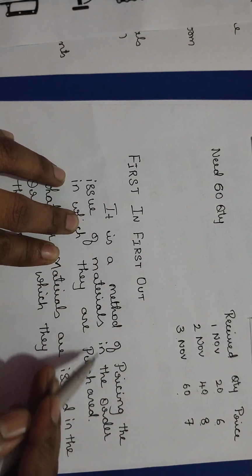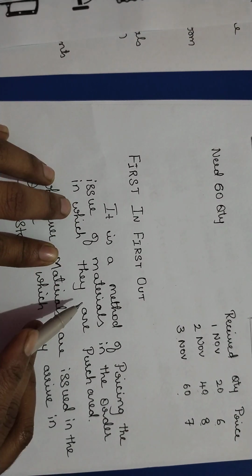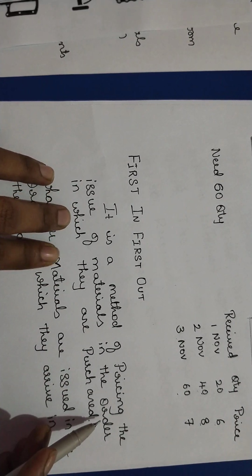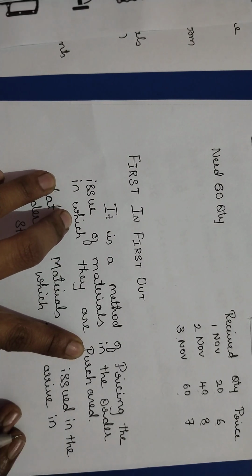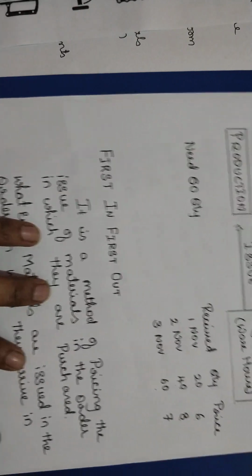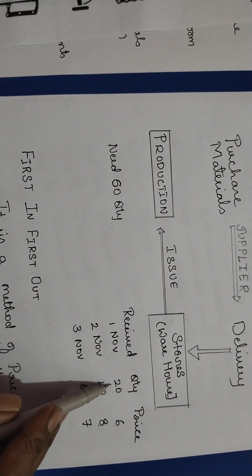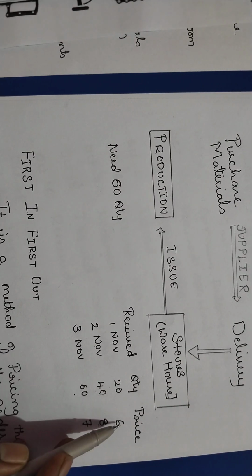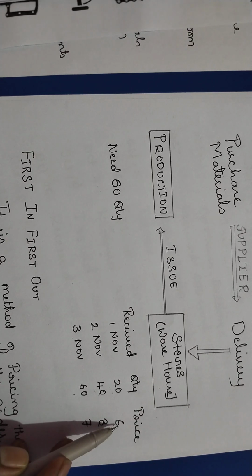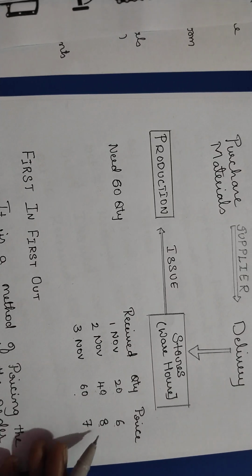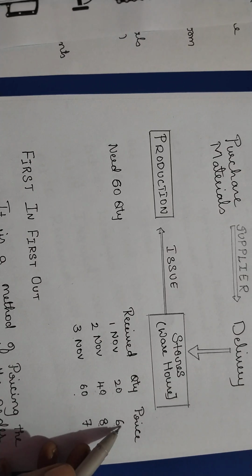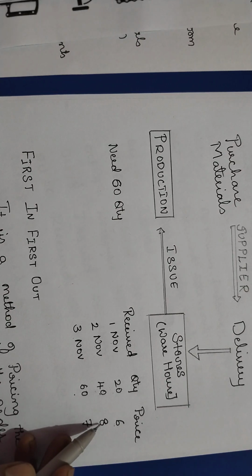It is a method of pricing the issue of material in the order in which they are purchased. The order in which they have purchased, in the same order they are issuing. Are you considering only the quantity over here? No, you are taking the price also. So the old material, whatever it was there, you are clearing first, then only you are taking the new one. 6 rupees you are clearing, then you will go for the 8 one.